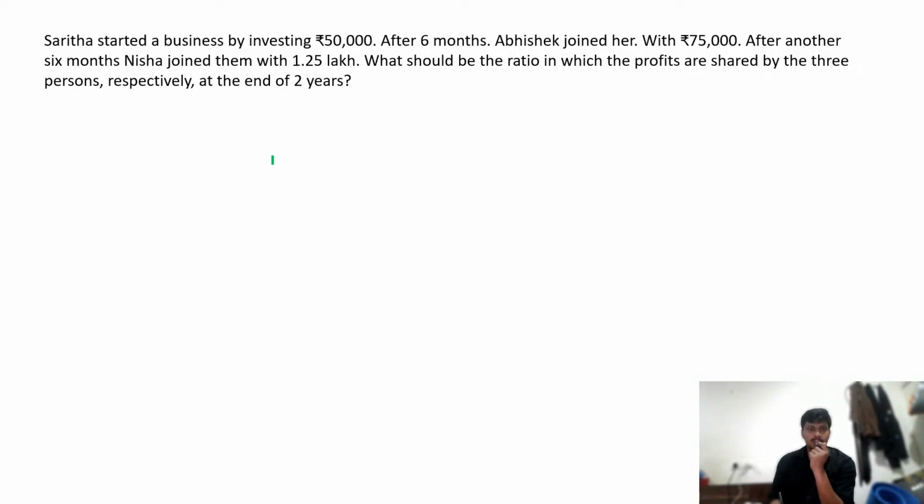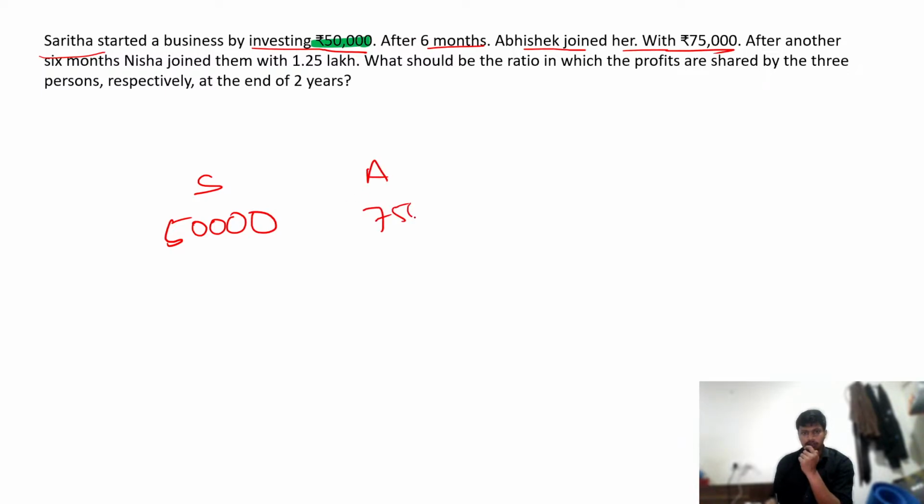Sarita started a business by investing 50,000. Okay, so Sarita is there, she is investing 50,000. After 6 months, Abhishek joined her with 75,000. So we're having Abhishek 75,000. Next, let's check for Sarita. After this, Nisha joined with 1.2 lakhs.